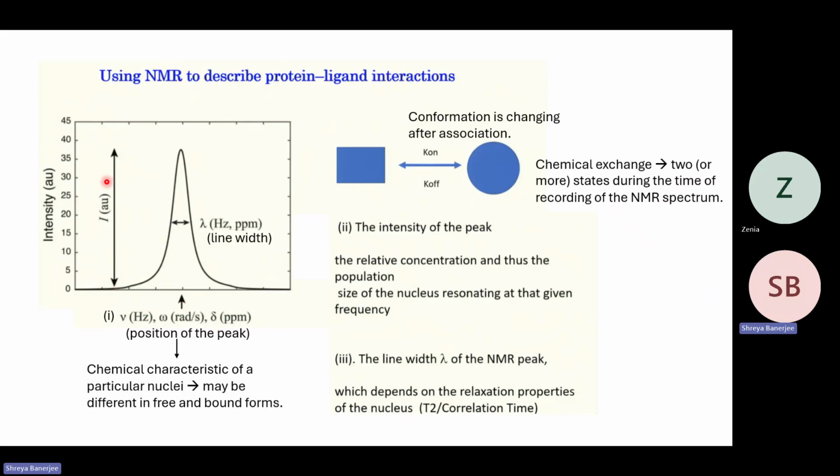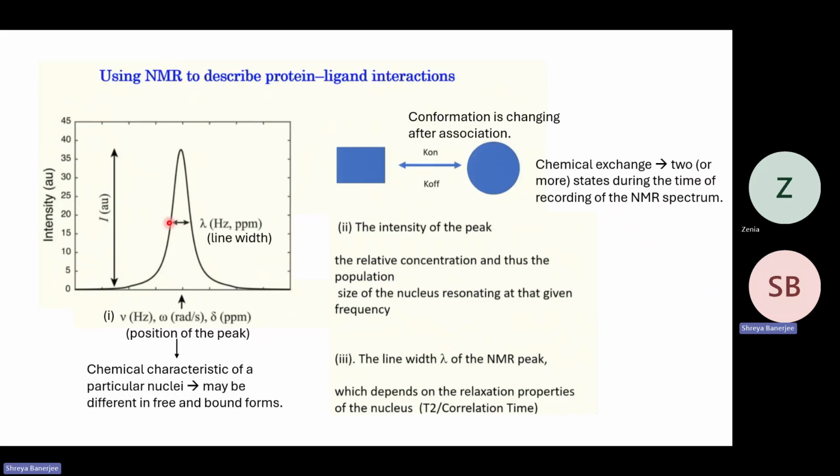Another is the intensity of the peak, that is the relative concentration and thus the population of the peak. Suppose this is the peak of the free protein. If the concentration of this peak is reducing, that means the free protein concentration is less, and so more of the protein is getting involved in forming the protein ligand complex. So there the intensity of the peak is important.